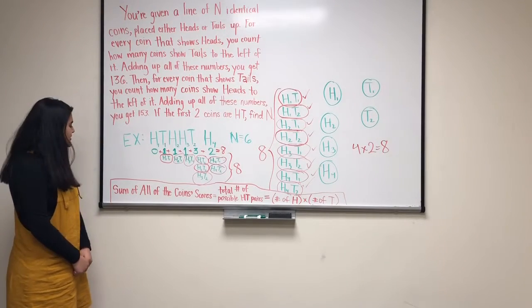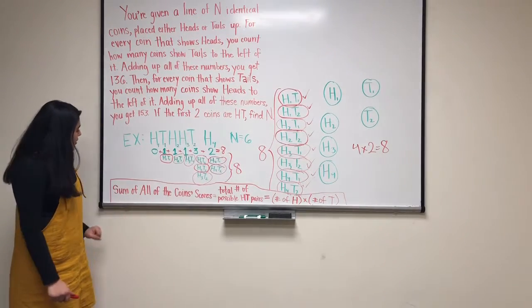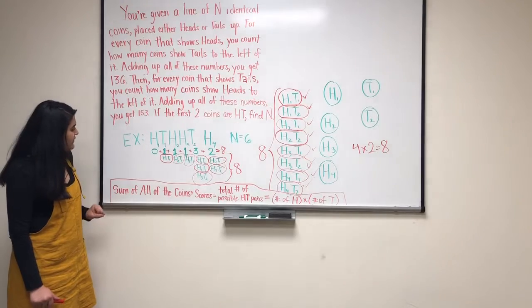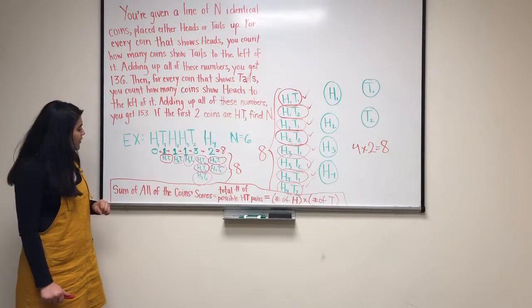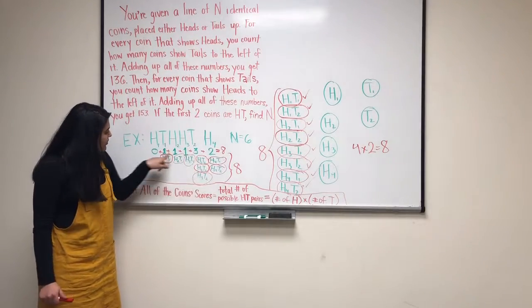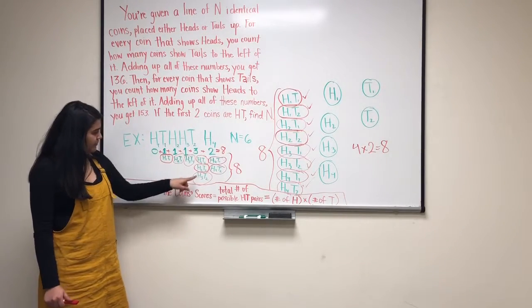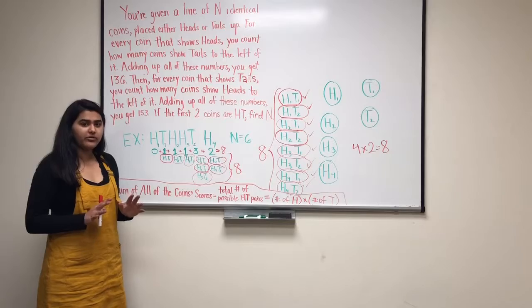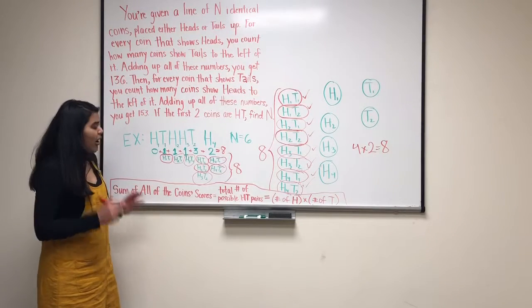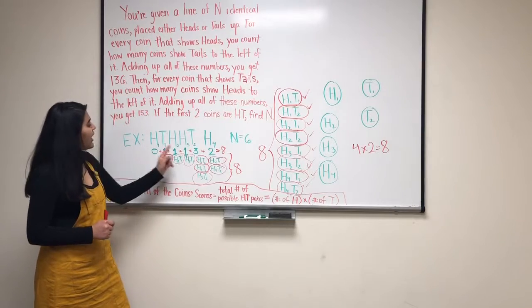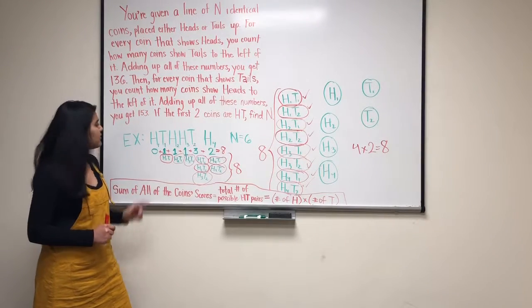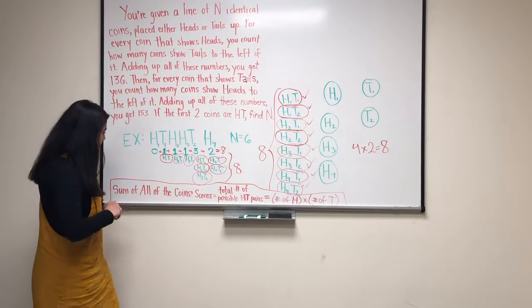So I wrote our little discovery here. What this equation says is that the sum of all of the coin scores equals the number of pairs that show up here, which equals all of the possible head-tail pairs when you map every single head in the sequence with every single tail in the sequence.